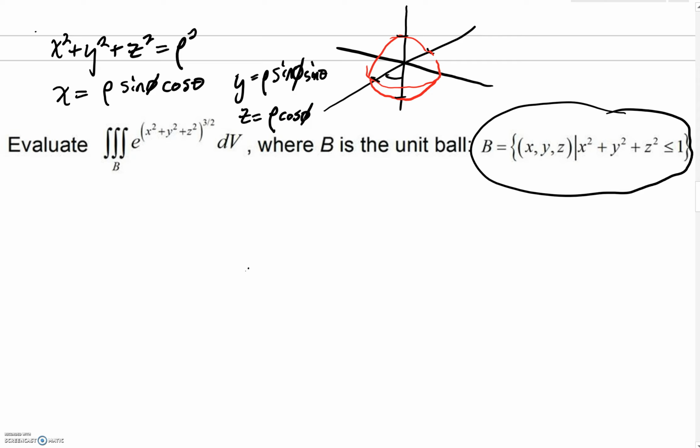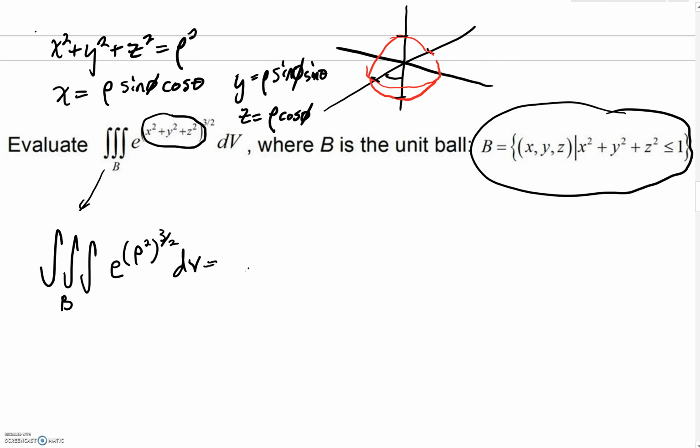So as we look at that unit ball, we could say, you know what, this x squared plus y squared plus z squared, well, let's immediately see if we can start at least getting a little bit of help here. We're going to have rho squared to the 3 halves with a dv. And now our integrand at least is going to be multiplying powers to powers, 2 times 3 halves. You'd just have rho to the 3rd, right?